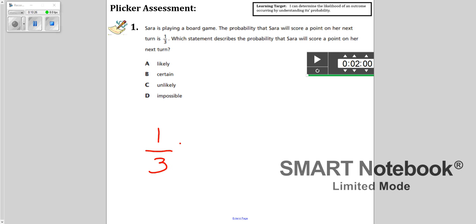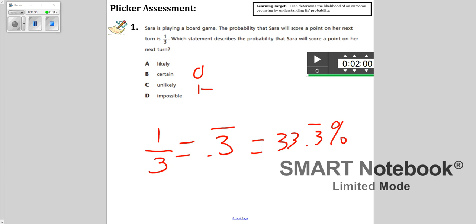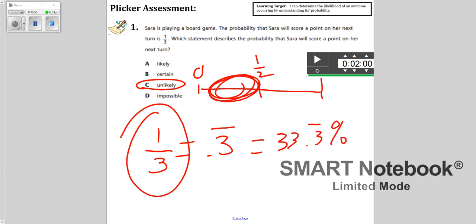Well, 1 out of 3, if you turn it into a decimal, is 0.3 repeating, or 33.3 repeating percent. This is less than half. Remember that half is that midpoint. So you have that scale from 0 to 1, and then half's right in the middle. This is less than half, so this is somewhere in this section. So it could happen, but it's unlikely. It's not impossible. She has a 1 out of 3 chance, but it's unlikely because it's less than half. If it was more than half, something like 2 over 3 or 3 over 4, then it would be likely.